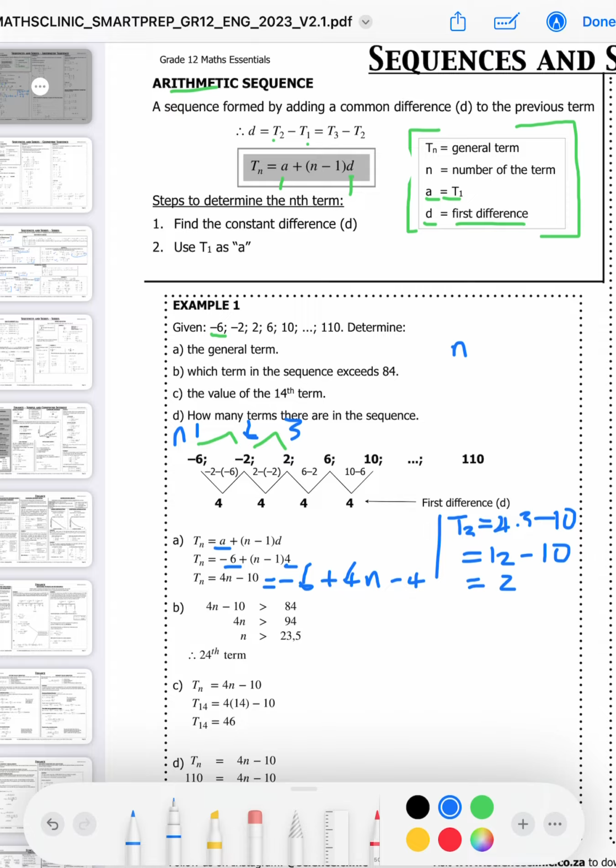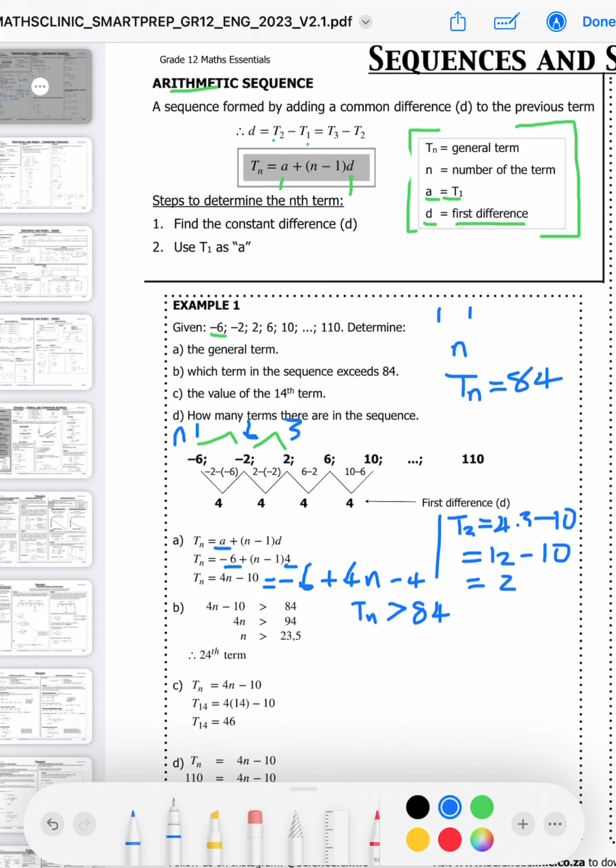So which term in the sequence exceeds 84? For us to get to Tn equal to 84, how many terms do we have to pass? We have to pass 1, 2, 3, 4, 5, and that's what we're trying to find. So the first step of this question is saying Tn must be greater than 84. Remember, 84 is the term itself, and n is the position of that term. So we want to know which position we are at when we get to term 84.